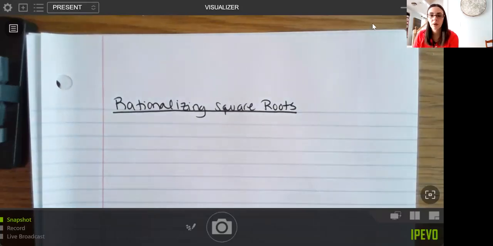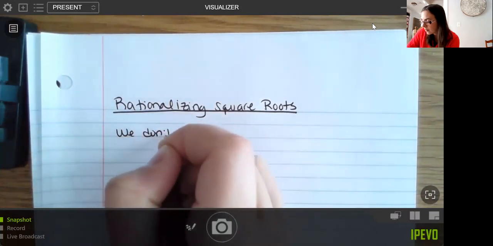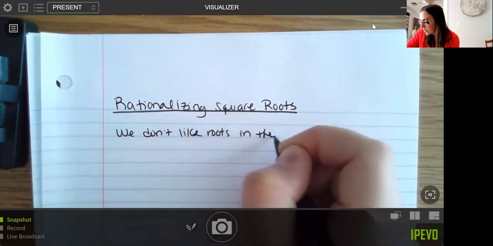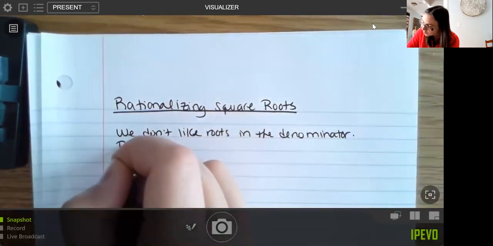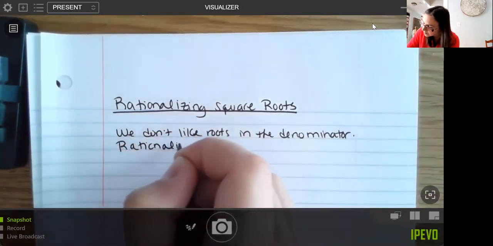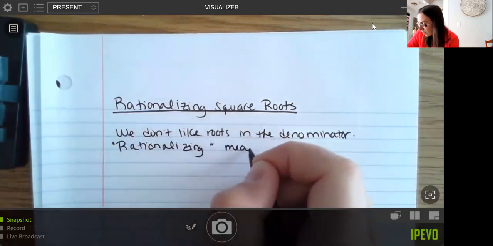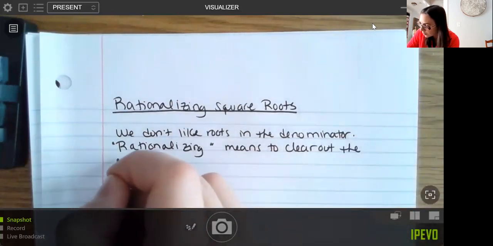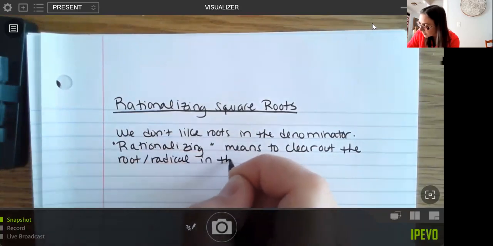Right, there's one more thing with square roots I want to talk to you guys about, and that's rationalizing square roots. So we don't really like roots in the denominator. So rationalizing means to clear out the root or radical in the denominator.